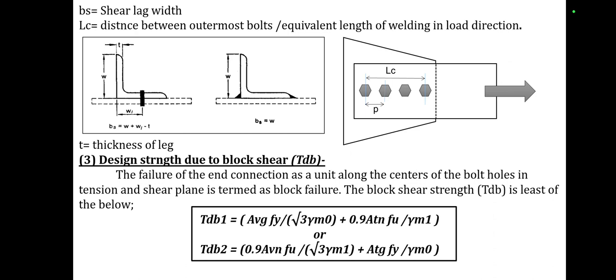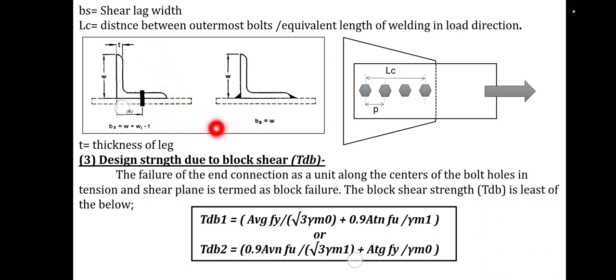Lc is the length of the connection, that is the distance between the outermost bolts, or the equivalent length of a weld in the load direction. Here, if you observe the diagram, these are the holes 1, 2, 3 and 4. Lc means the distance between the center of the first hole up to the last hole. Then bs varies case to case.